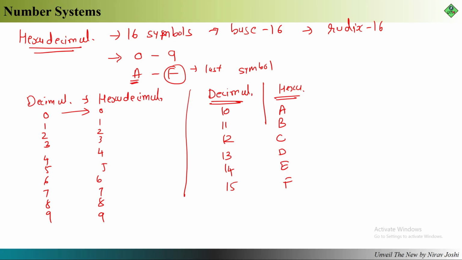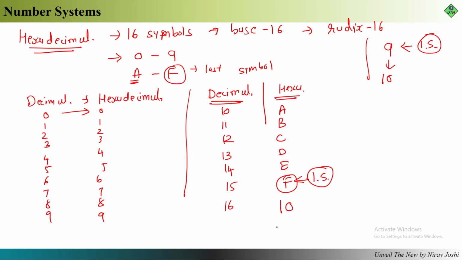Now the things change from here. As I've told you, F is the last symbol of hexadecimal. In decimal, 9 was the last symbol. What comes after 9 in decimal? That is nothing but 10. So here also in hexadecimal, after the last symbol, what we will get is 10. Are you clear? After the last symbol, you will get 10. Here in the decimal, you know that it is 16.